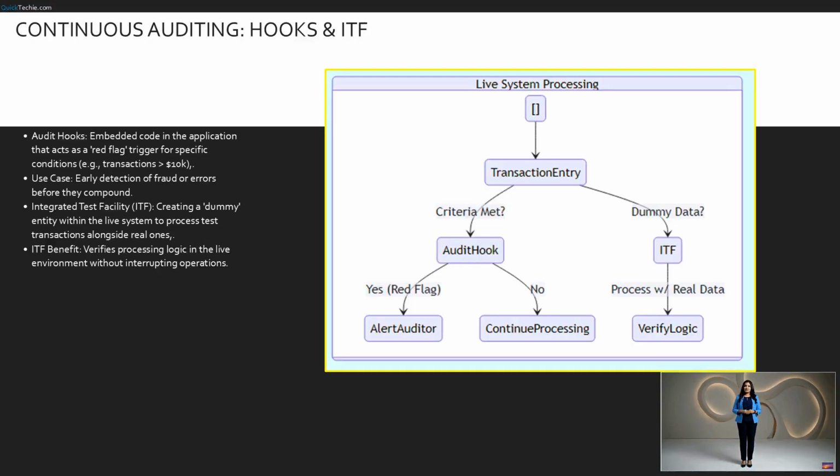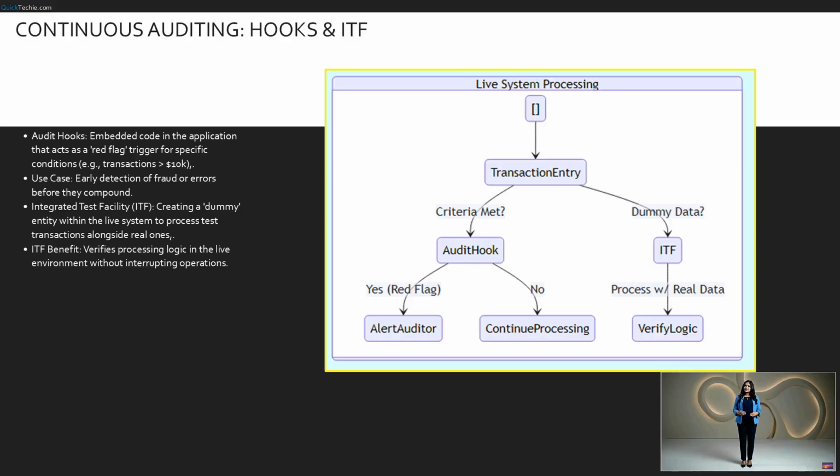Now we move to continuous auditing. First, audit hooks. These are triggers we embed in the system. If a transaction hits a certain criteria, like a massive cash withdrawal, the hook flags it immediately. It's an early warning system. Second, the Integrated Test Facility, or ITF. Imagine creating a fake department in your live company system. We run test transactions through this dummy department alongside real business. This lets us verify the system's logic is working correctly right now in the live environment without stopping the business.